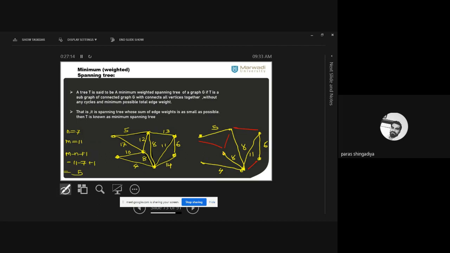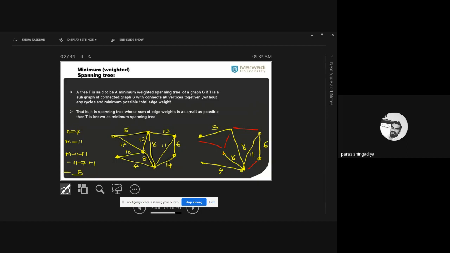Okay. So that is my minimum weighted spanning tree. Clear? All the vertex are included. It is connected. All the vertex are connected. There is not a single disconnected vertex, and there is no cycle defined between any two vertex. Clear? So that is called a spanning tree.